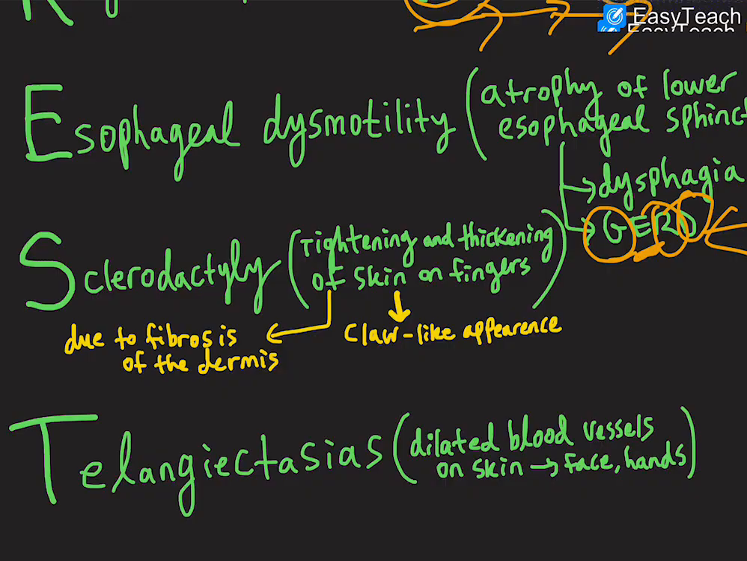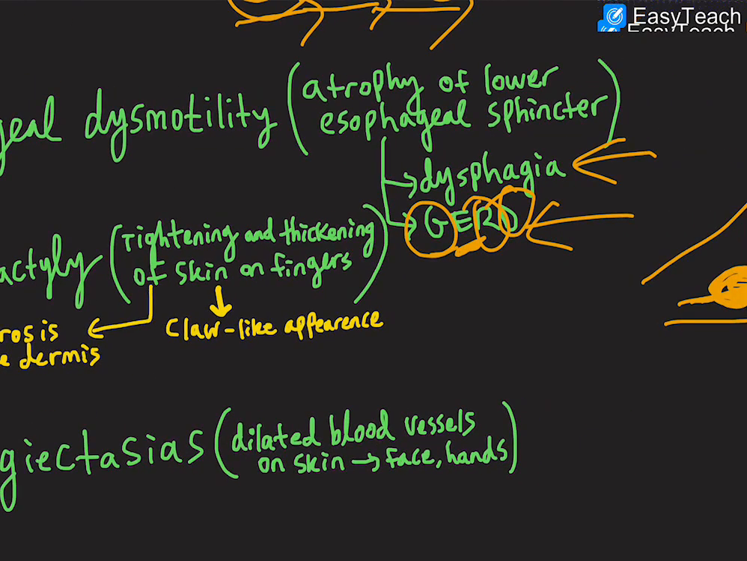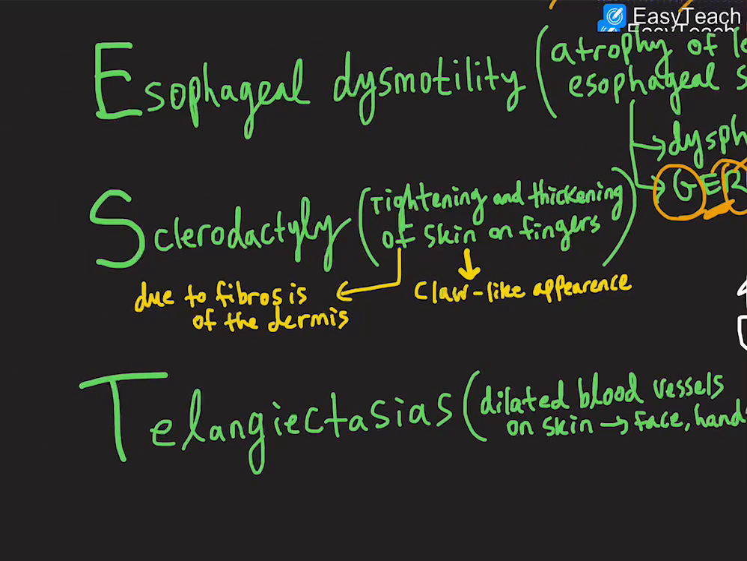All right, and then the S stands for sclerodactyly. All we have to know is that it's due to the fibrosis of the dermis. Remember, fibrosis is the key thing that's happening in this disease. So your dermis gets fibrosed, which can lead to tightening and thickening of the skin on your fingers, which can lead to a claw-like appearance. So imagine your fingers: the skin on your fingers can get really thickened and tight due to all the fibrosis occurring in your dermis, which can lead to sclerodactyly or a claw-like appearance.